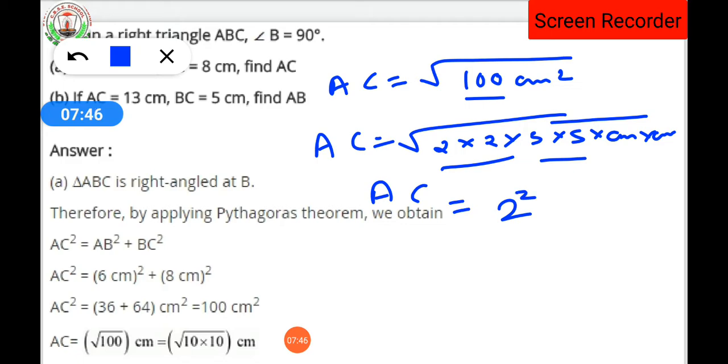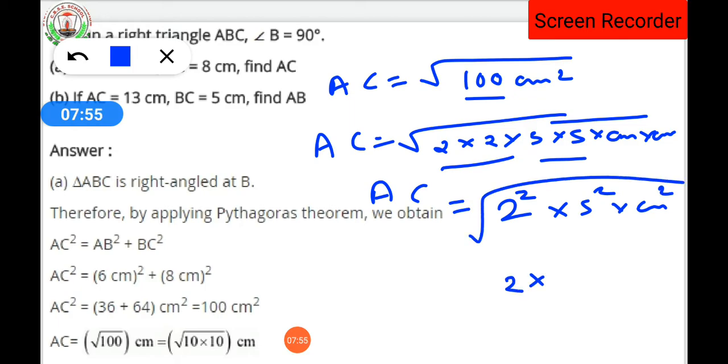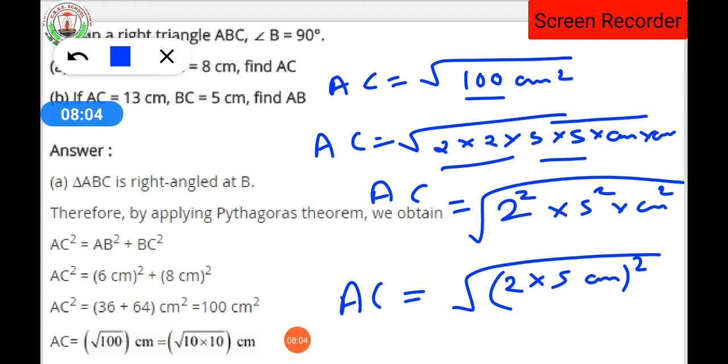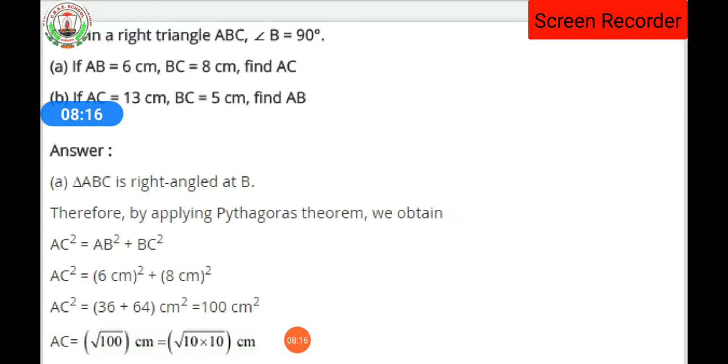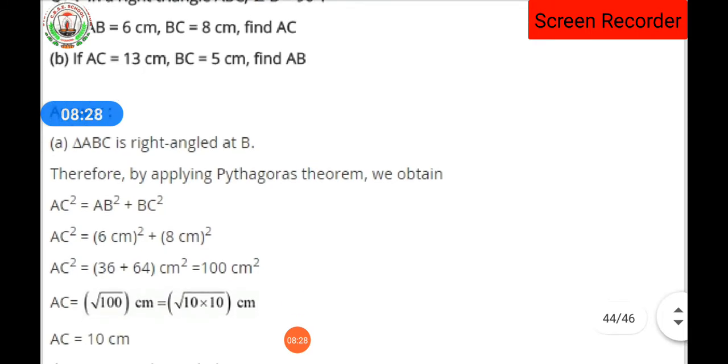2 into 2 can be written as 2 square, 5 into 5 as 5 square, and centimeter into centimeter as centimeter square. So inside the root, 2 into 5 into centimeter whole square is written, common because all have the power 2. Now this power 2 gets cancelled with the square root. Hence we have 2 into 5, which is equal to 10 centimeter. Clear? So what is the answer for side AC? The hypotenuse AC, whose value we found by using Pythagoras theorem, is 10 centimeter. Clear everyone?